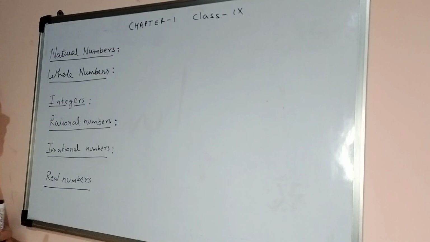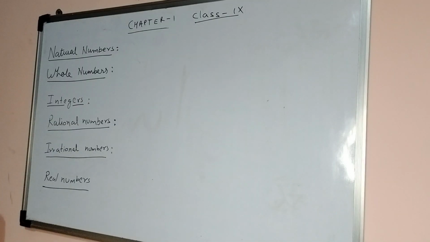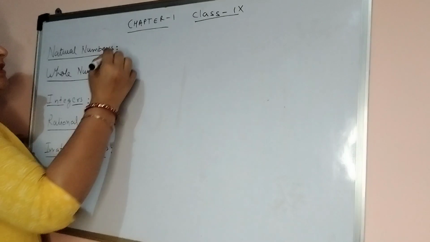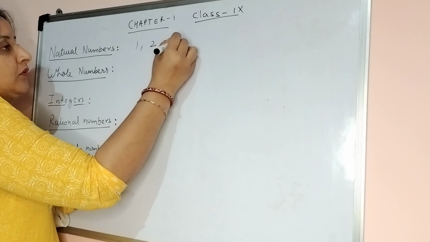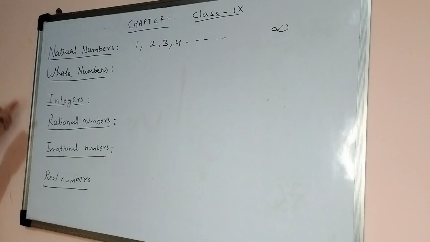Students, today we are discussing chapter number 1 of class 9th. In this chapter we will first of all discuss natural numbers. We have done these things in earlier classes as well. Natural numbers are basically numbers that start from 1, 2, 3, 4 and so on till infinity. These are called natural numbers.